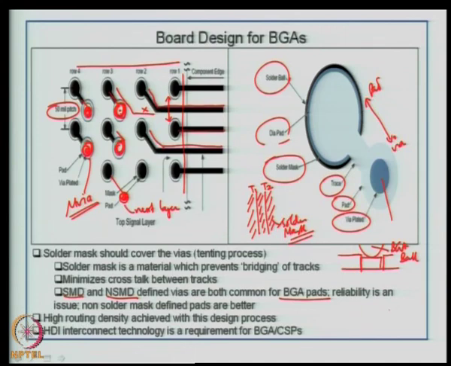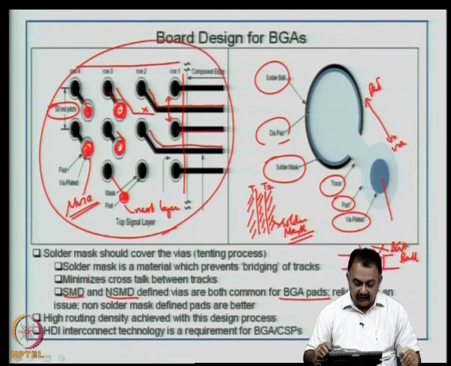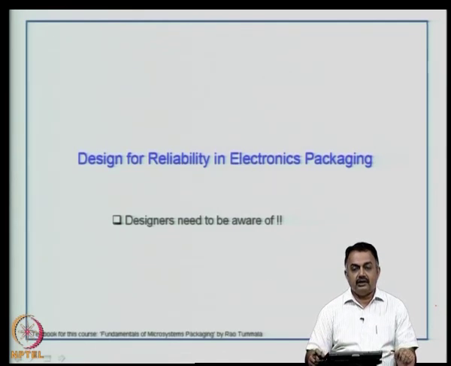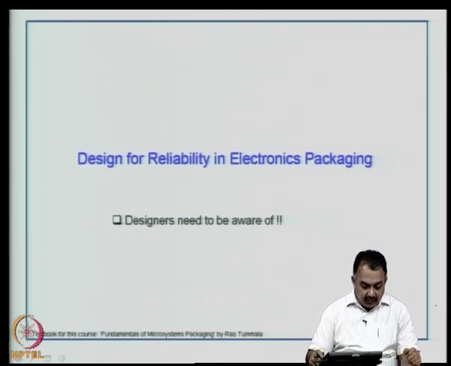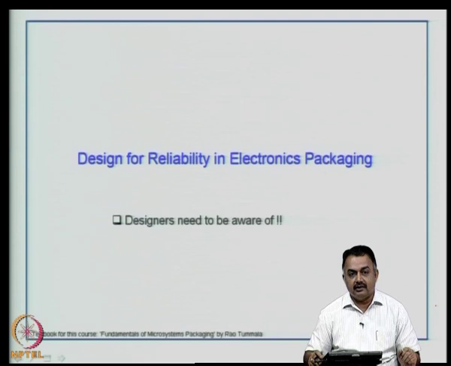High routing density is achieved with this design process. So, what we are seeing here is a process to achieve high density, and to manufacture this you have to use HDI interconnect technology. So, this is in brief totally about the CAD process, and as a designer I have given you a large number of tips. There are much more tips, but it comes by practice and experience and interacting with your manufacturer.